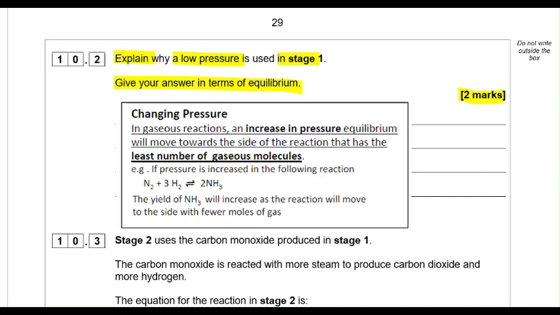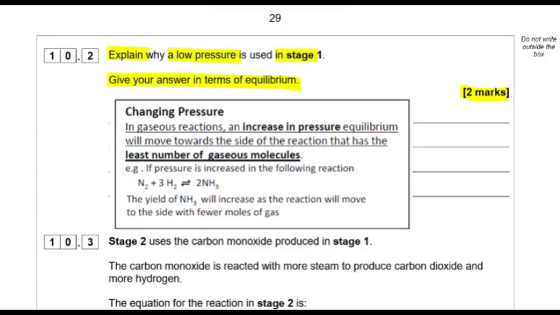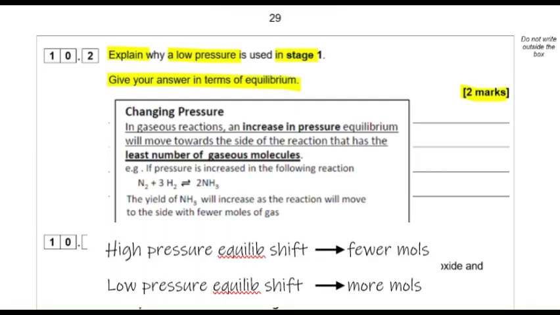Now what we need to do is look back at our work on equilibrium and what we know about the effect of pressure. And let's look at these notes. An increase in pressure at an equilibrium will shift the equilibrium to the side of the equation with the fewest number of gaseous molecules. So let's summarise that. High pressure, equilibrium shifts to the side of the fewer molecules, so the opposite must be true. Low pressure will shift the equilibrium to the side with more molecules.